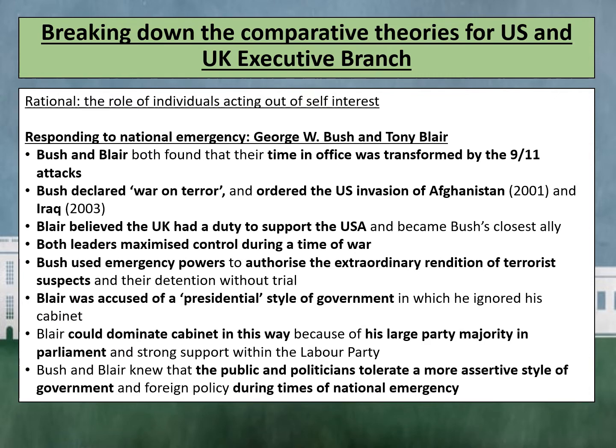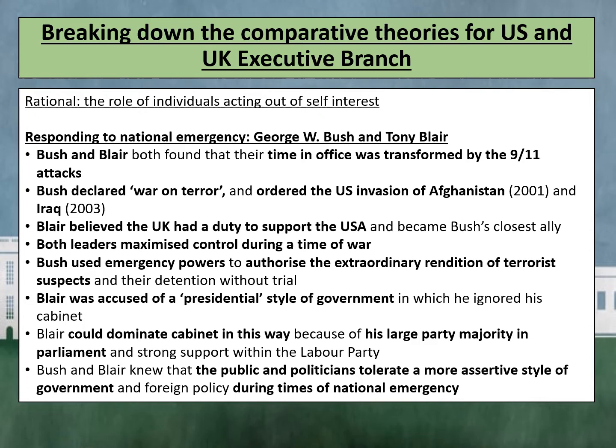When looking at rational theory, we can also look at how prime ministers and presidents respond to a national emergency. And here I'm going to focus on US President George W. Bush and UK Prime Minister Tony Blair. Bush and Blair both found that their time in office was transformed by the 9/11 attacks. Bush declared war on terror and ordered the US invasion of Afghanistan in 2001, and then later on the invasion of Iraq in 2003.